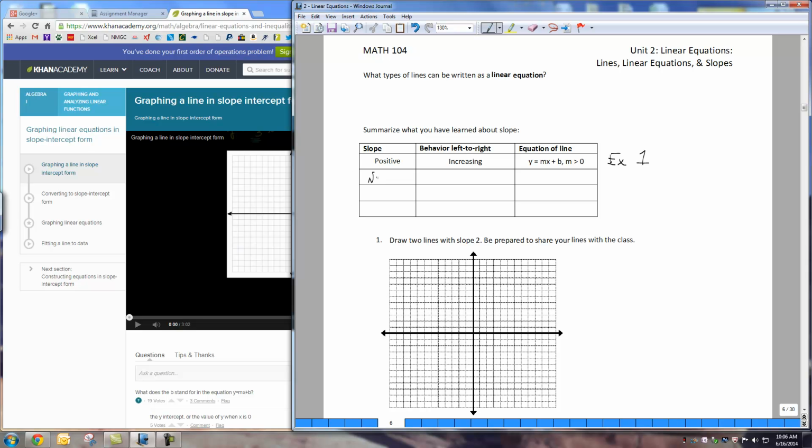Let's consider the negative slope. The behavior as it goes from left to right is decreasing. And the equation of the line is y equals mx plus b, where m is less than 0. This is just like example 2. Then we have two very specific types of slopes. We have a slope of 0, and then we have a slope that's undefined. When the slope's 0, the behavior from left to right is horizontal.